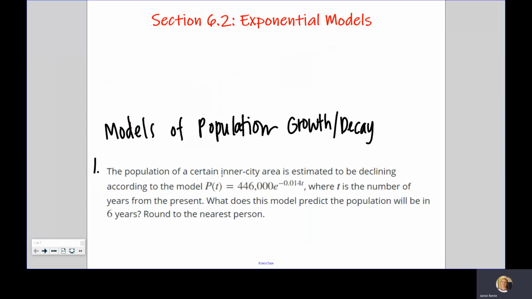So it says the population of a certain inner city area is estimated to be declining according to the model P of t equals 446,000 times e to the negative 0.014 t, where t is the number of years from the present. What does this model predict the population will be in 6 years? Round to the nearest person. All right, so that e there is not a variable. That is the irrational number e. It is on your calculator.